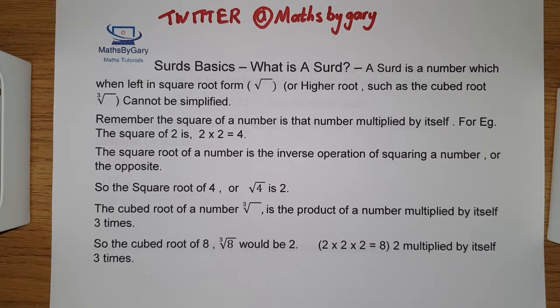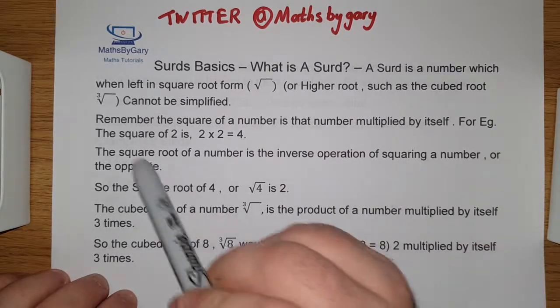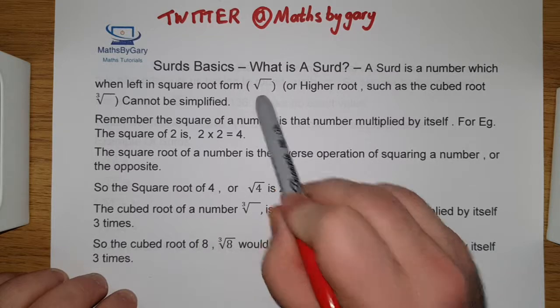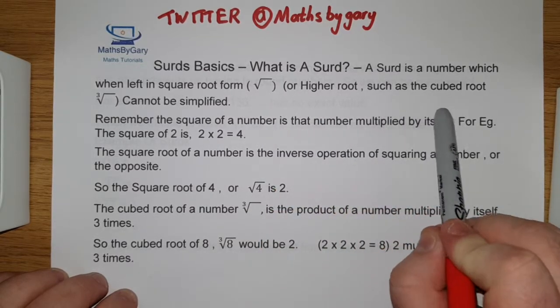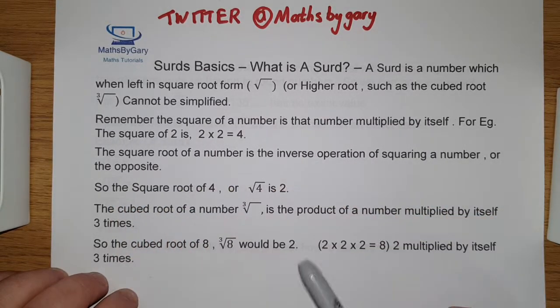So today we're going to take a look at surds basics. So what is a surd? A surd is a number which, when left in square root form, square root or higher root such as the cube root, cannot be simplified.